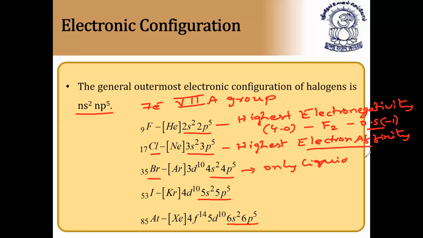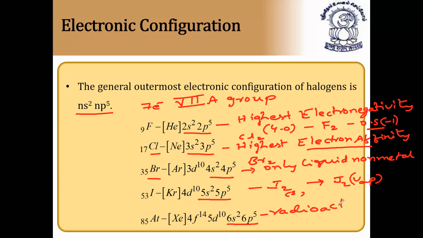Iodine exists as a solid and as an iodine molecule. Iodine solid changes to iodine vapors. Bromine also exists as a diatomic molecule. Chlorine also exists as a diatomic molecule. And astatine is radioactive, so we will not study it. The radioactive element in group 17 is astatine.